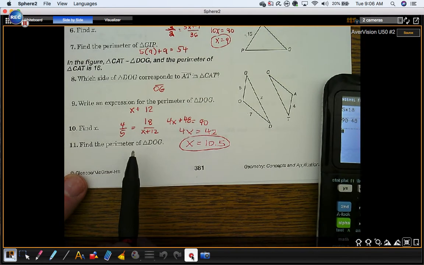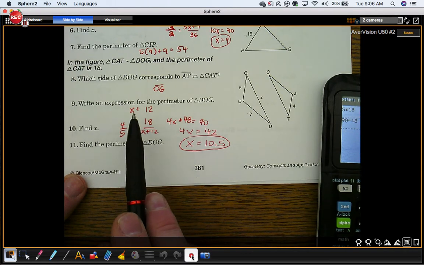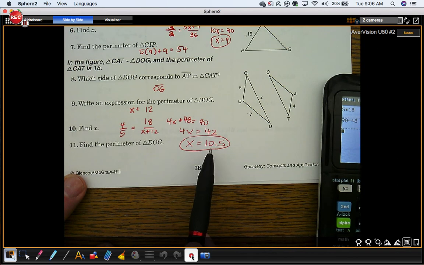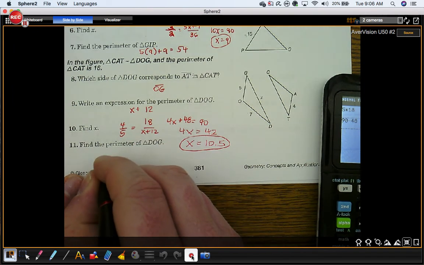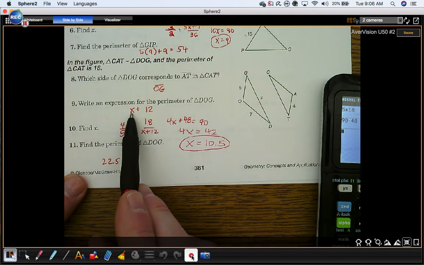Now, the last question is, what's the perimeter of triangle DOG? Well, remember, the perimeter of triangle DOG is a number plus 12. That number is 10.5. So our perimeter is going to be 22.5. Just add 10.5 to 12.